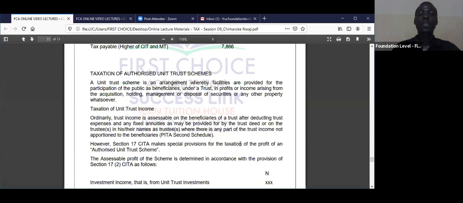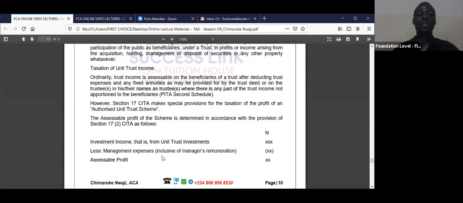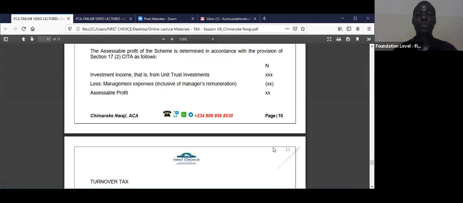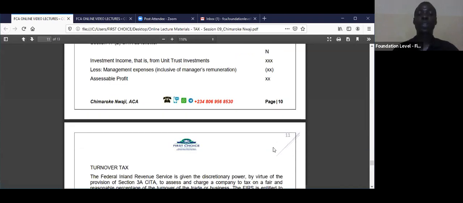However, Section 17 of SITA makes special provision for the taxation of the profit of an authorized unit trust scheme. Now look at what it says. It says here that you have to put investment income that is from unit trust investment. So when it comes to unit trust, it's a different thing from just ordinary trust. This is the amount less management expenses, including manager's remuneration. This is your assessable profit on it. Then that is where we charge our tax.